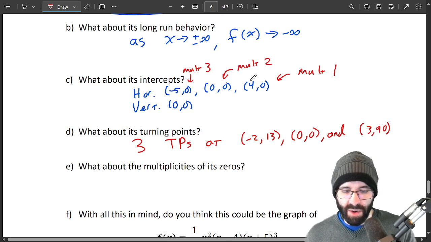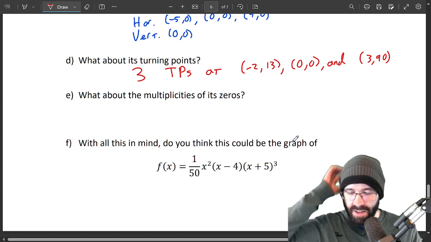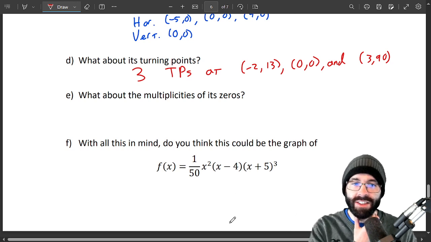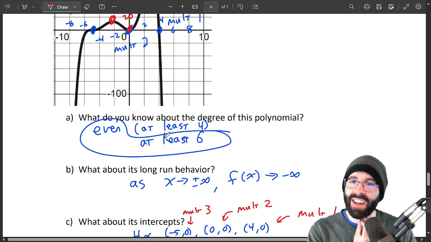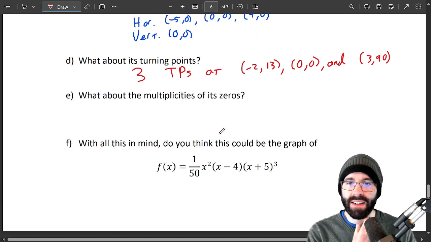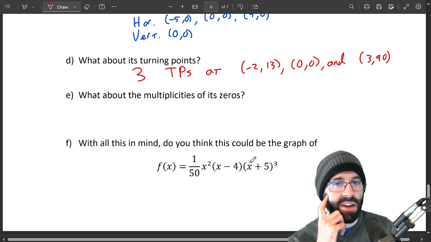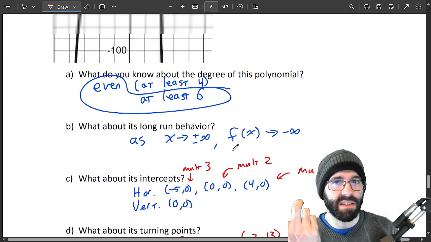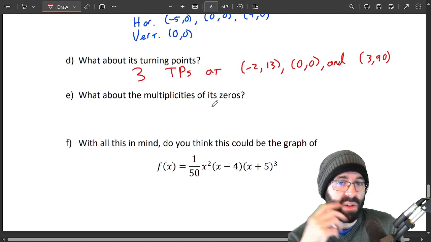You could answer that in a sentence, but I would honestly just take this too. With all this in mind, do you think this could be that? Oh my gosh. With all this in mind, could it be this function? Now let's look at it. We know the degree is even and at least 6. Is the degree of this even and at least 6? There's an x cubed in this term, an x here, so we're up to x to the 4th. Multiplied by another x. Okay, we got an x to the 6th. X to the 6th is plausible. A 6th degree polynomial is plausible. So the degree checks out.